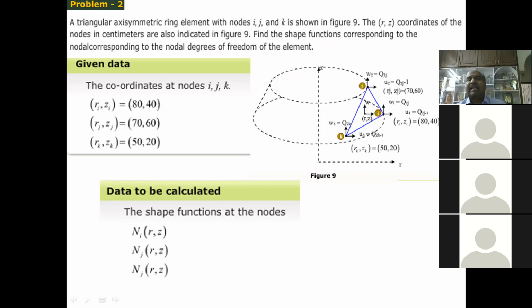Similarly, you have a triangle axisymmetric member given. Then all the coordinates are given to you. Then find the shape functions corresponding to the node degrees of freedom at the element. So coordinates are given, R, Z values are given. Then you have to calculate the shape functions. So Ri, Zi, Rj, Zj, the coordinates are written. The shape functions you can write in terms of R, Z.